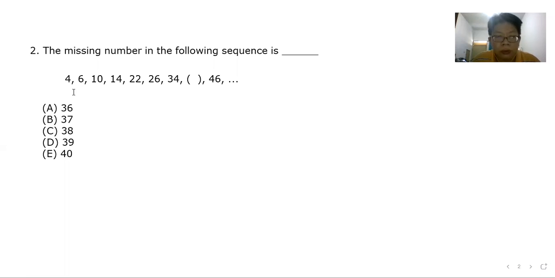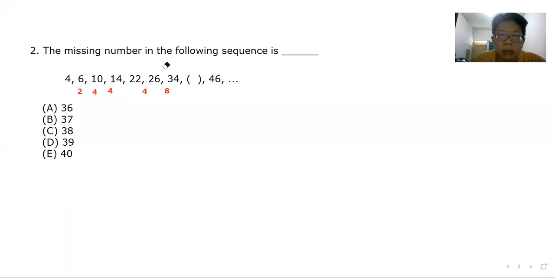I use a different color here. The difference between 6 and 4 is 2. I'll use the small font. The difference between 10 and 6 is 4. I'll write down the difference between each number next to each other like this.